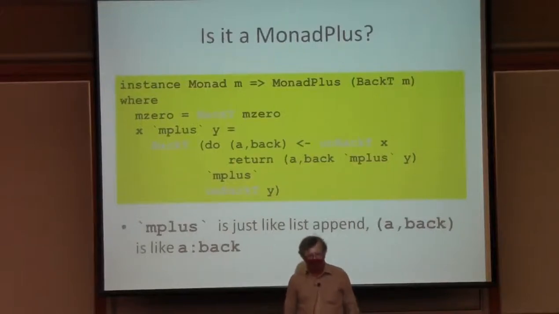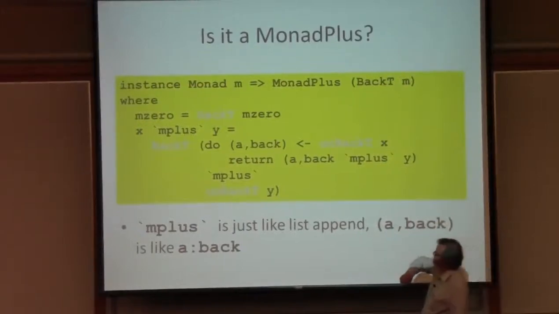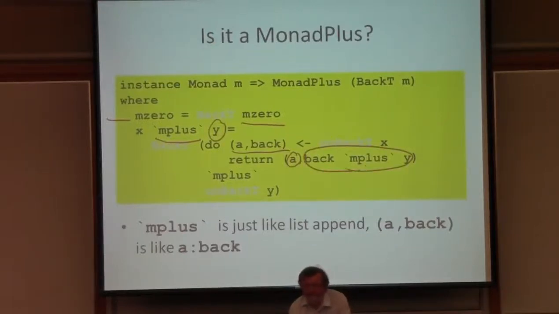Is it a MonadPlus? Well, again, in a similar way, I can define the MonadPlus operations. So how do I fail? Well, I fail in the representation monad. How do I combine alternatives? I compute the first one, and then I return that value, but I retain the other alternatives in the backtracking operation. And if the first alternative fails, because I can't get a value out of x, then the alternative is simply to return y.